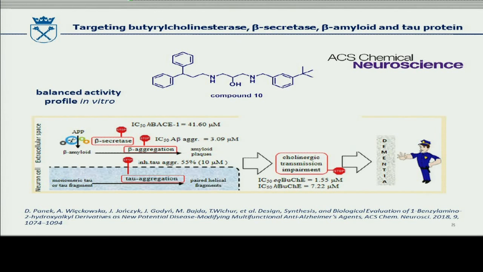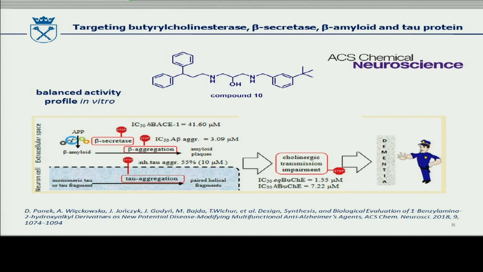Acting on these three targets, this should provide a disease-modifying effect when using potentially this compound in therapy. But it also offered some symptomatic treatment, as it was able to alleviate the cholinergic transmission impairment by inhibiting butyrylcholinesterase.